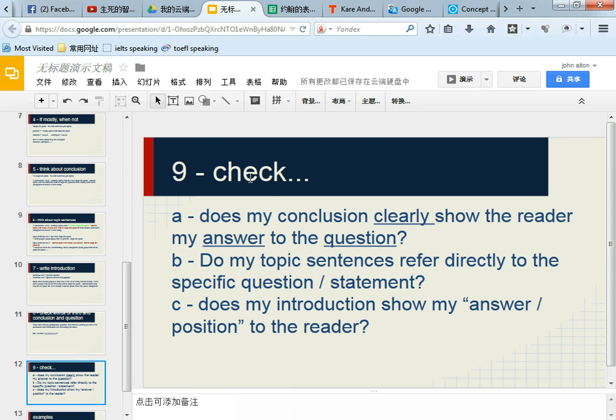Okay, so when you've finished your writing, look at your writing and think about these 3 questions. Does my conclusion clearly show the reader my answer to the specific question? Do my topic sentences refer directly to the specific question? You don't have to do this, but this is a safe way of making sure you talk about the specific question. The last one, does my introduction show my answer position to the reader?